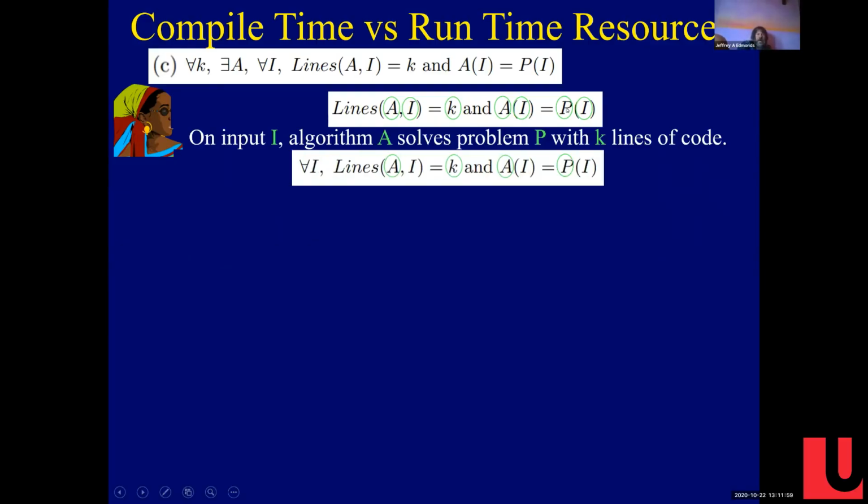Maybe it's a computable problem and the answer is 5. Here's a problem. On this input, the answer is 5. What does algorithm A do? Well, for any input, it outputs 5. The whole code is just write 5. So this algorithm gives the right answer for that input.